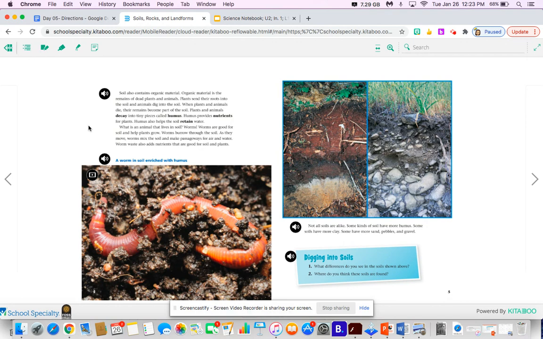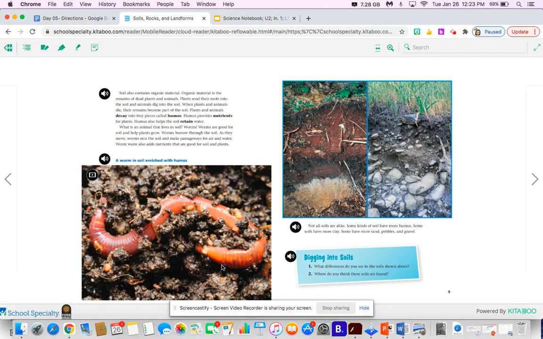What is an animal that lives in soil? Worms. Worms are good for soil and help plants grow. Worms burrow through the soil. As they move, worms mix the soil and make passageways for air and water. Worm waste also adds nutrients that are good for soil and plants.